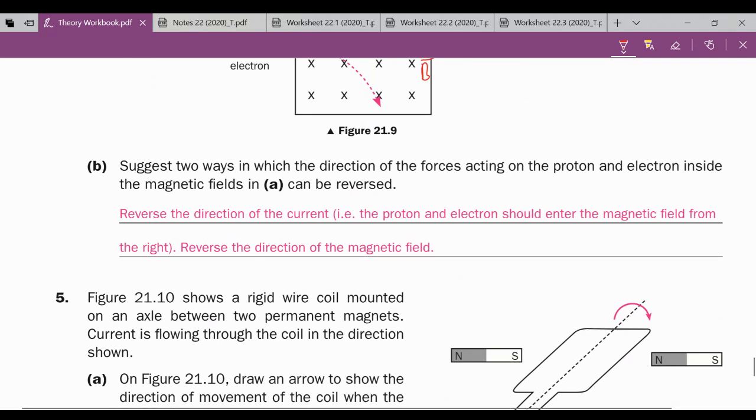Suggest 2 ways in which the direction of the forces acting on the proton and electron inside the magnetic field can be reversed. So you want to reverse it, what can you do? Number 1, reverse the direction of the current, so either the proton or electron should enter the magnetic field from the right, or you can reverse the direction of the magnetic field. So with FBI, the force, the magnetic field, and the current are all perpendicular to one another. If you want to change the direction of one of them, you have to flip either one of the other 2. Okay, so with that, we will end part 2 of our theoretical book for electromagnetism.